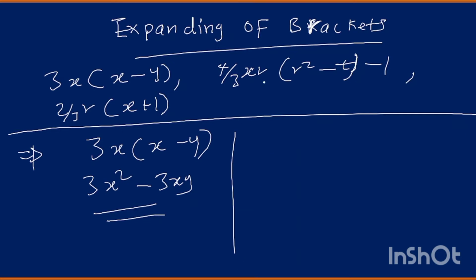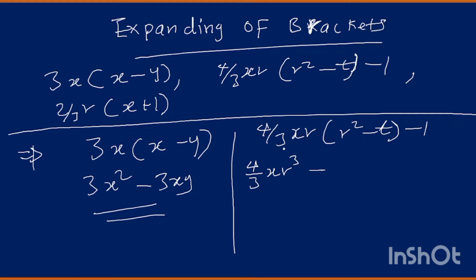So let's look at this one. This one is (4/3)r into (r² − t − 1). So we just multiply in. (4/3)r multiplied by r² will give me (4/3)r³, minus what? (4/3)r multiplied by −t will give me (4/3)rt. Then this −1 we just retain as −1. So this is also the answer.